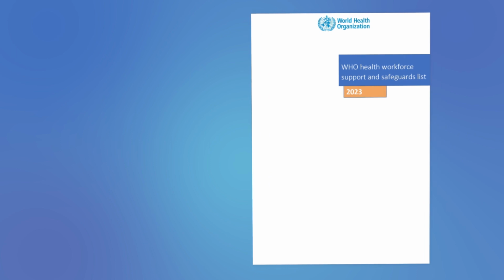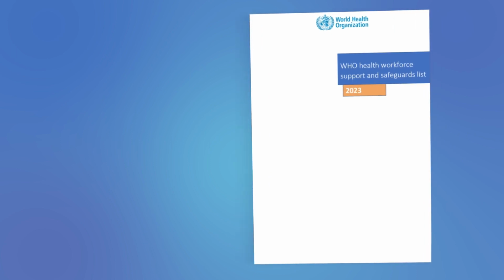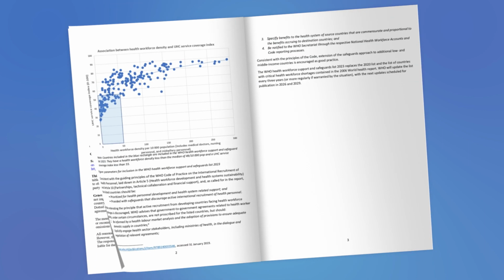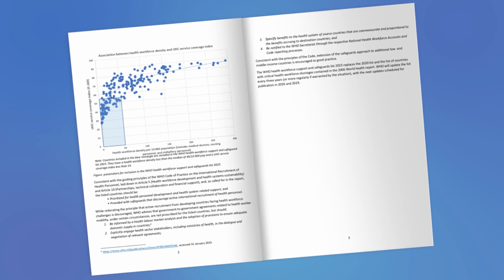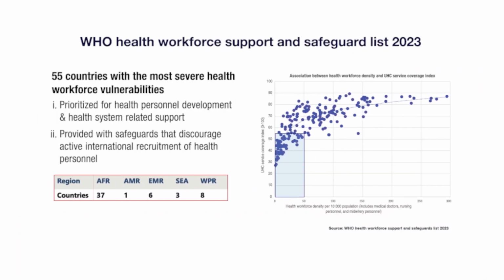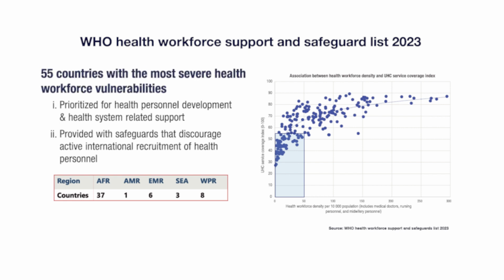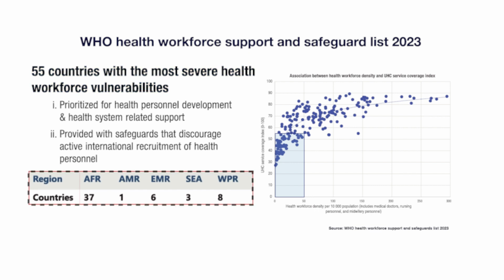The Code explicitly discourages active international recruitment from countries with critical shortage of health workers. The WHO Health Workforce Support and Safeguards list identifies these countries to be prioritized for investment for health system strengthening and health workforce development. Among the 55 countries in the list, 37 are in the WHO African region. International recruitment from these countries is not banned but encouraged to take place through government-to-government agreements.